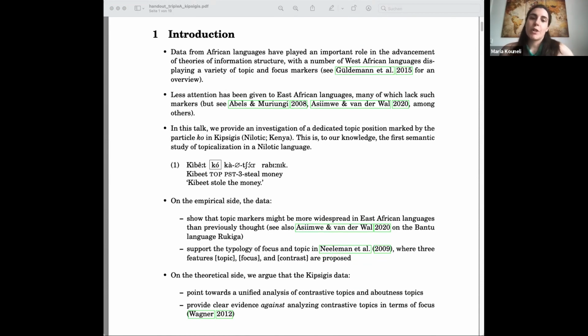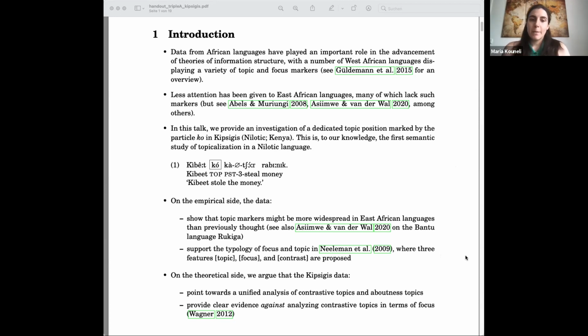And this is, to our knowledge, the first semantic study of topicalization in a Nilotic language. So on the empirical side, we're going to argue that the data show that topic markers might be more widespread in East African languages than previously thought. And to our knowledge, the only other documented case of an overt topic marker in East Africa is from the Bantu language Ruchiga. And also the data will support the typology of focus and topic in Ilman et al., where we have three different features: topic, focus, and contrast.